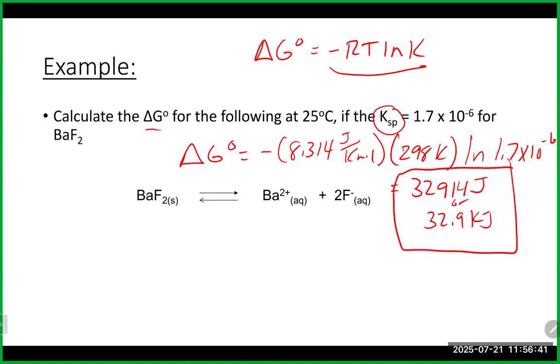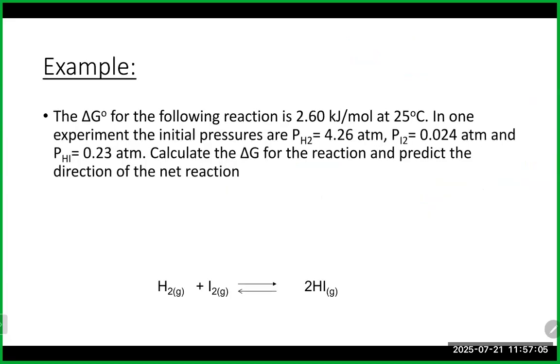This is a positive delta G, which means this reaction is non-spontaneous the way it's written. We would expect mainly reactants, and that goes with the small value of K that we also have here. Those things should agree with each other. Any questions on that one? All right, let's take a look at one last one here, I think.